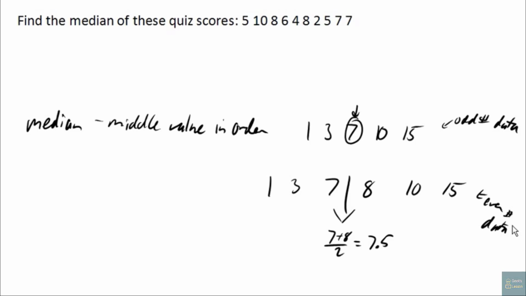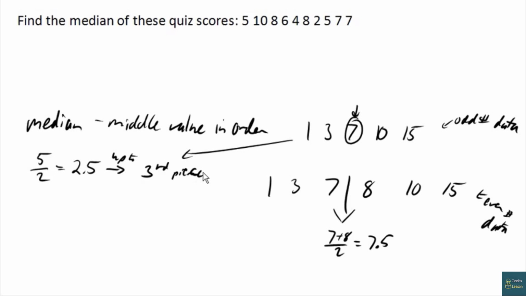Now, we can find where the median is using something called a locator. We take the number of data. In this case, we had 5 pieces of data, and we divide it in half. So 5 divided by 2 is 2.5. If this number comes out to be not a whole number, which will happen whenever we have an odd number of data, then we go up to the next whole number. So it's going to be the third piece of data. Third piece of data, right? So in our order, 1, 2, 3, third piece of data.